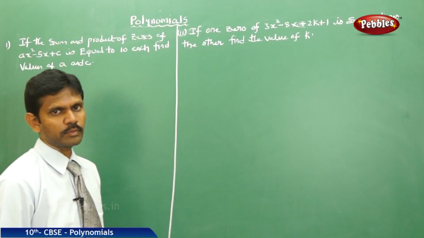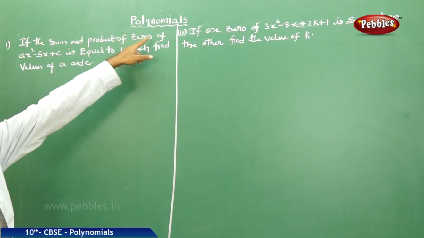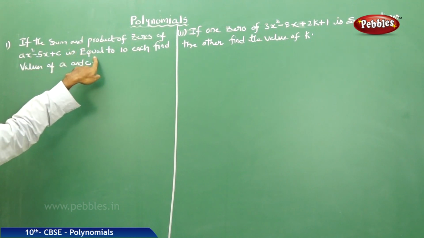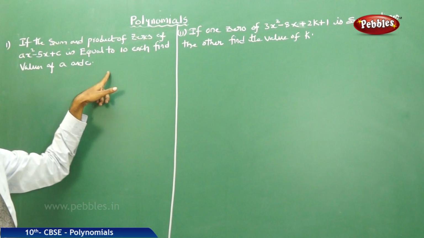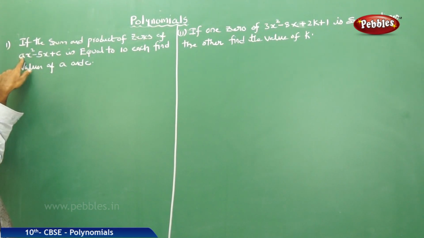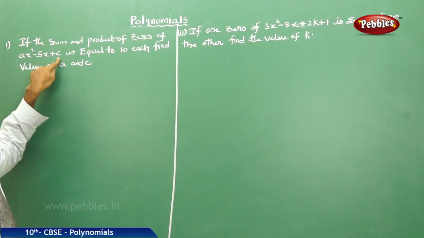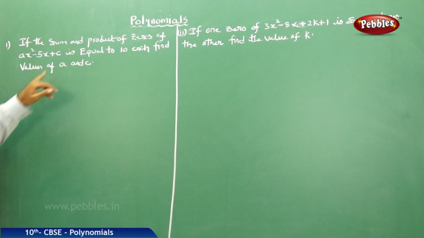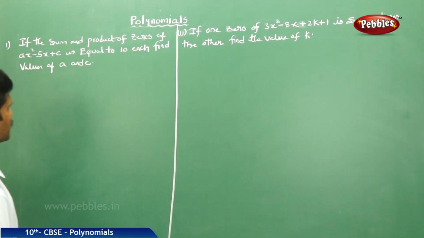Okay, see our next problem. If the sum and product of zeros of ax^2 + 5x + c are equal to 10 each, find the values of a and c. In this question, the coefficient of x^2, a, and the constant c are both unknown values. But here the condition is given that the sum and product of zeros are both equal to 10.